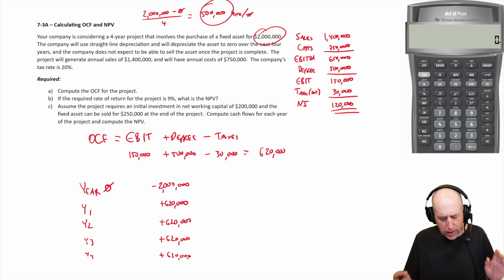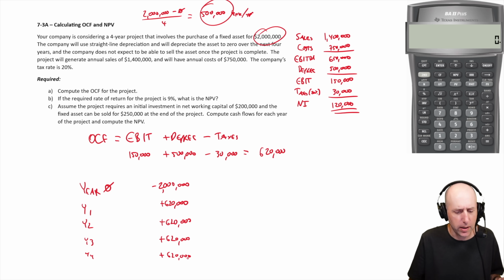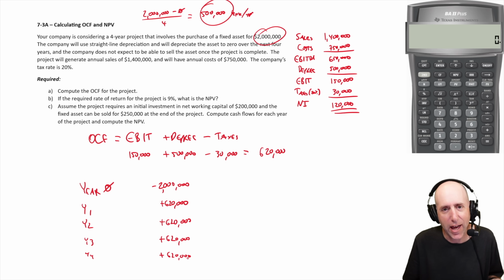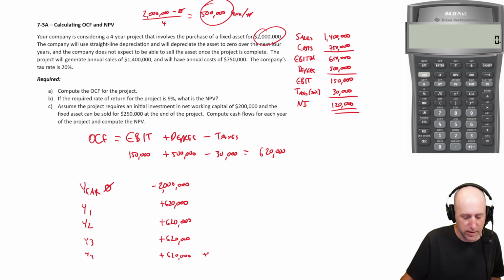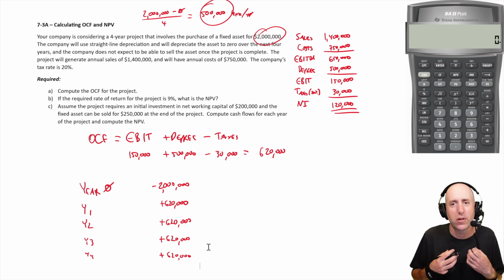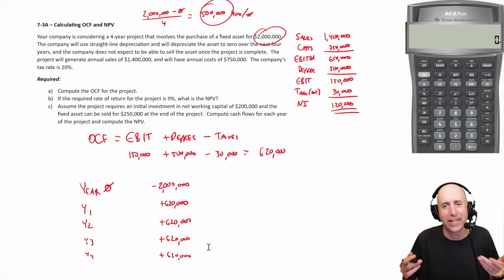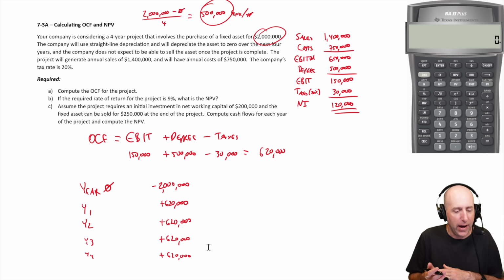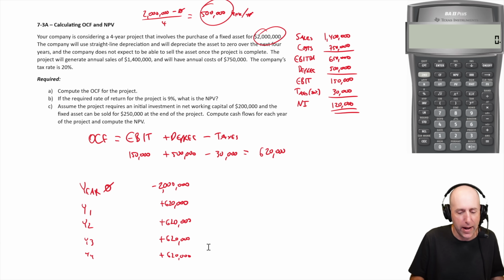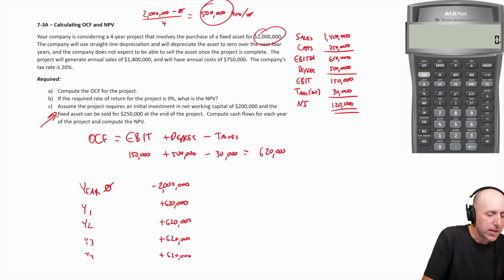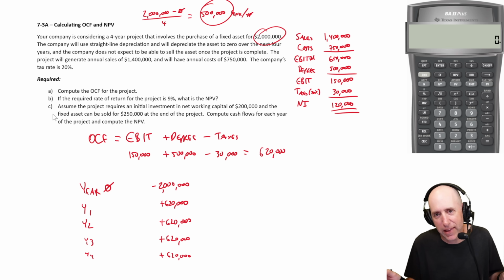Now, as we contemplate this, other things that would be bubbling in my mind is like, okay, what if I can sell the asset at the end? Well, there'll be some positive cash flows from salvaging that. What if there's a working capital requirement? I have to tie up money in short-term inventory or something like that. Well, there'd be a cash flow associated with that. And we'll deal with that in part C. But in part B, there's none of those complications.